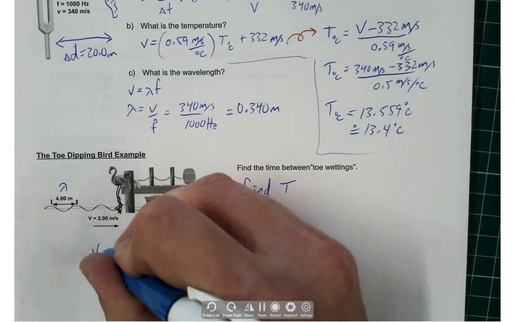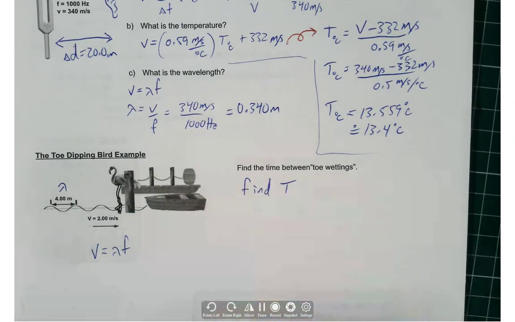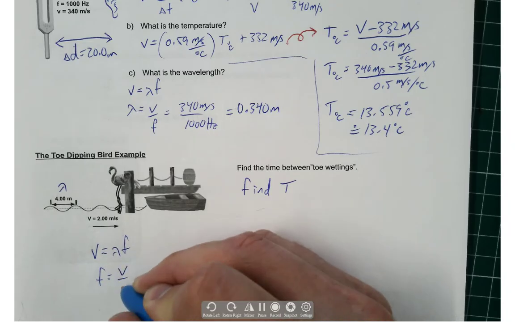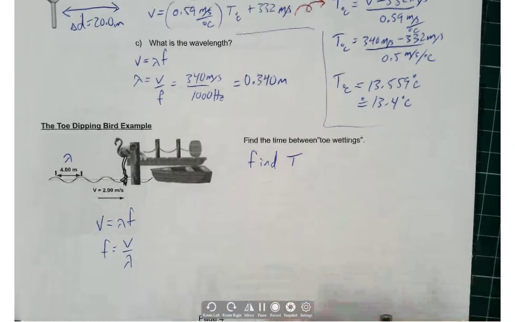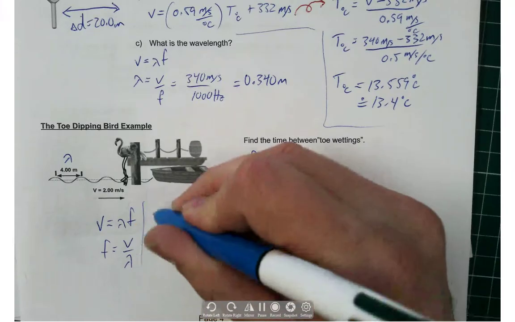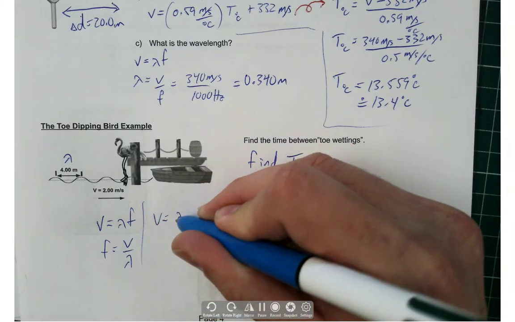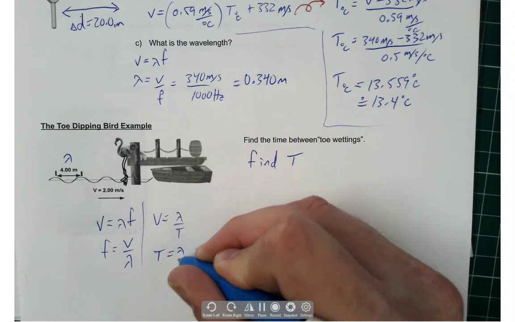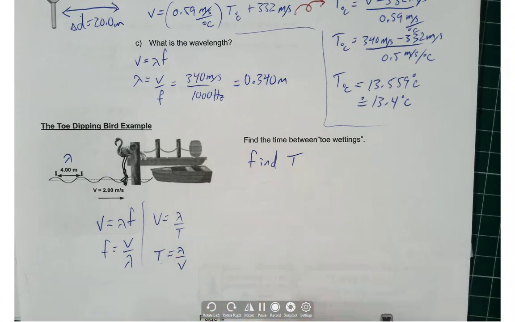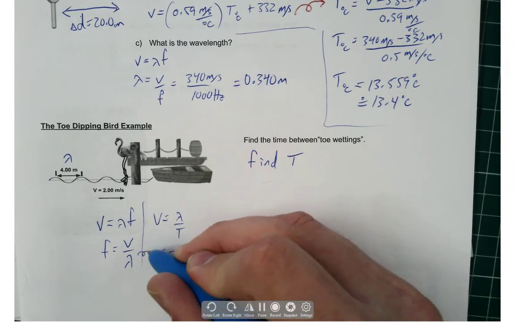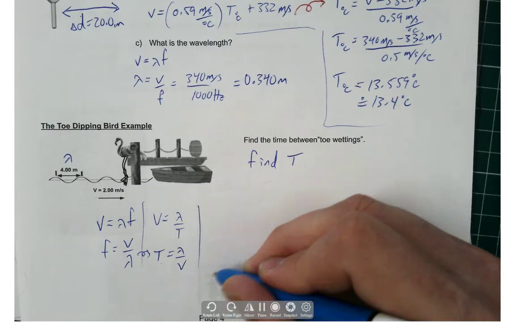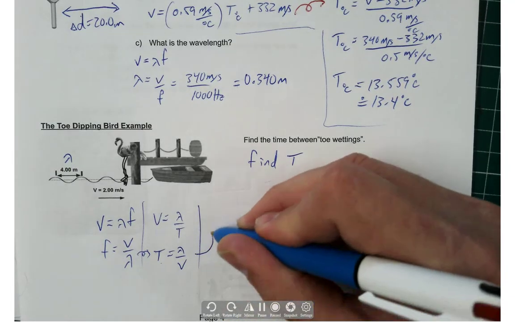So I say V is equal to lambda f. So f is equal to V over lambda. Now I could have also said V is equal to lambda over period, which would mean that period is equal to lambda over V. See how those guys are really just reciprocals of one another? And so based on the givens that I have, I think that I would use that second variant.